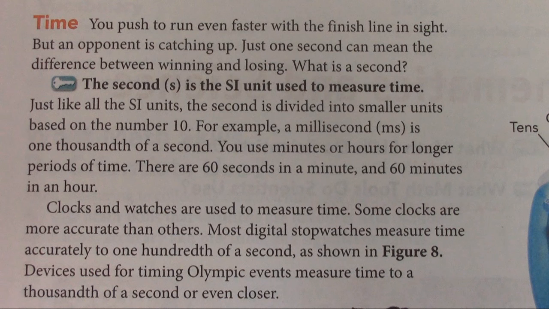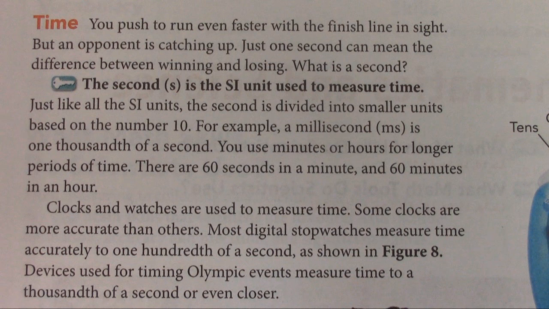Time. You push the run even faster with the finish line in sight, but an opponent is catching up. Just 1 second can mean the difference between winning and losing. What is a second? The second is the SI unit used to measure time. Just like all the SI units, the second is divided into smaller units based on the number 10. For example, a millisecond is 1/1000th of a second.